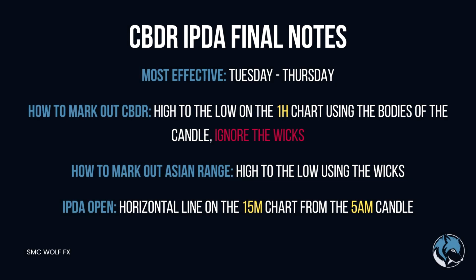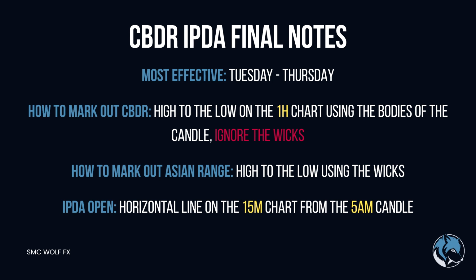It's most effective to use this concept from Tuesday to Thursday, as generally that's where we can see the majority of the weekly volume and accurate price action. And make a note of this somewhere: when marking out the CBDR range, you want to use the 1 hour chart and only use the highs and the lows of the candle bodies, ignoring the wicks. When marking out the Asian range, mark out the highs and the lows, but this time include the wicks of the candles. And then for the IPDA Open, I like to mark out a horizontal line from the 5 AM opening price on a 15-minute chart.